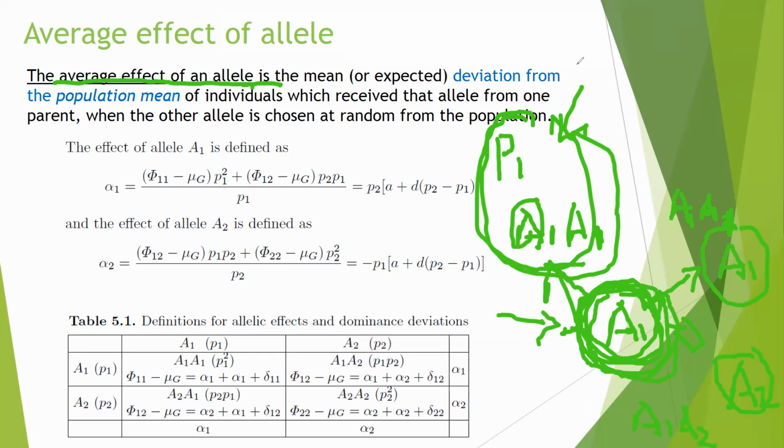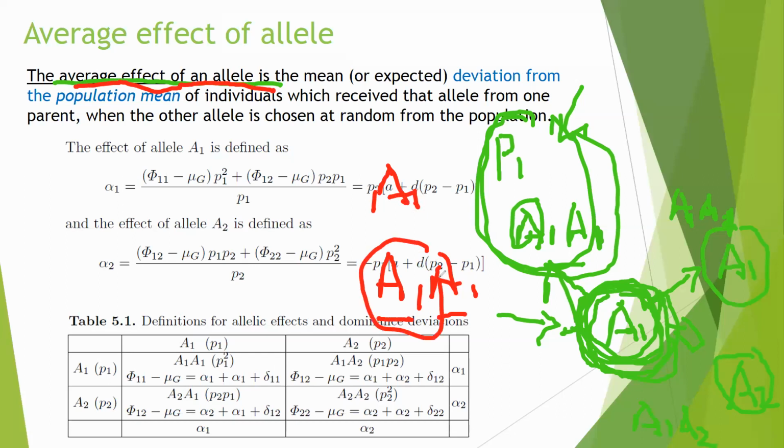So since this parent has two A1, right? The breeding power, we're going to talk about this later. So the breeding power, or we call the breeding value, for this individual will be 2 times the average effect of allele A1. Does that make sense? So this is the breeding value for this parent.